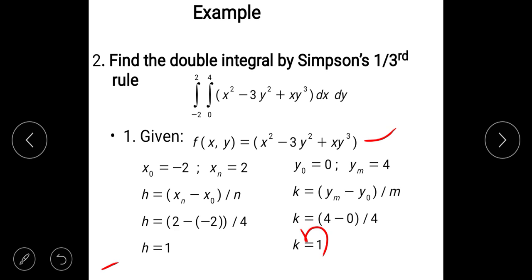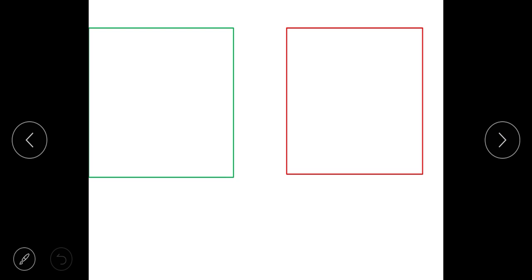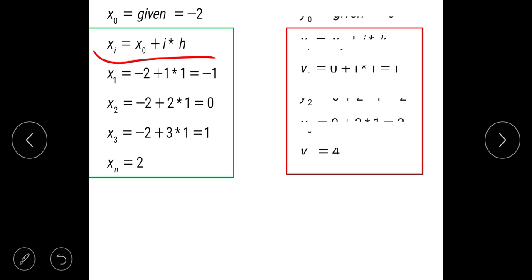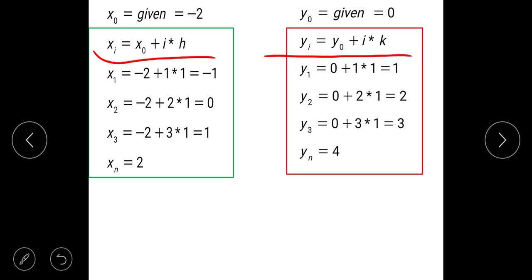We can store this function in the calculator for finding the function values to complete that table. Now these are the basic formulas we have discussed already: x0 plus ih, y0 plus ik. We will get minus 2 to 2.